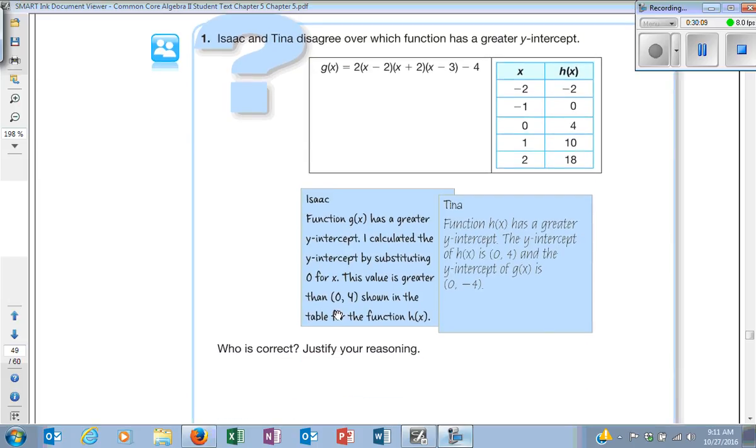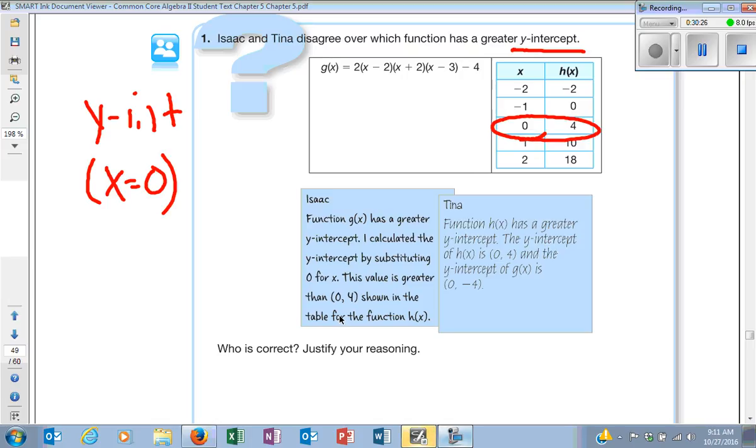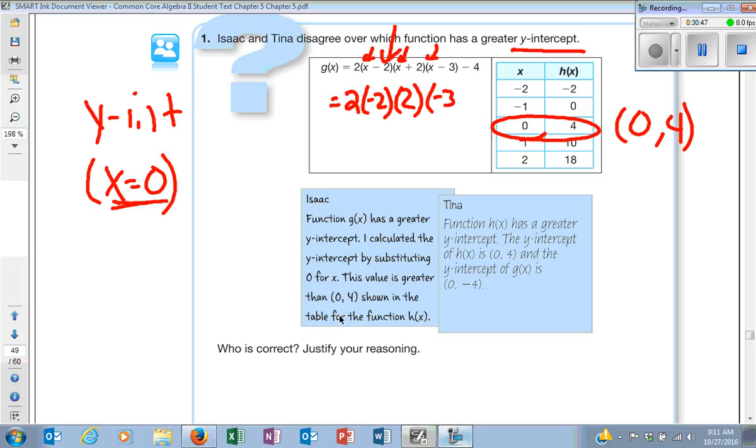Isaac and Tina disagree over which function has the greater y-intercept. So again, I need to think about all the things I know about the y-intercept. If I'm on the y-intercept, I know that my x equals 0. So if I think about that over here, this means that my ordered pair is 0, 4. Well, right here, they didn't give me that value. But I do know that my x equals 0. So if I wanted to find my y-intercept, I could plug in a 0 for all my x's and find my y-intercept. So if I do that, I get 2 times the negative 2 times 2 times the negative 3 minus 4. All I did is I plugged in 0 for all those x's.